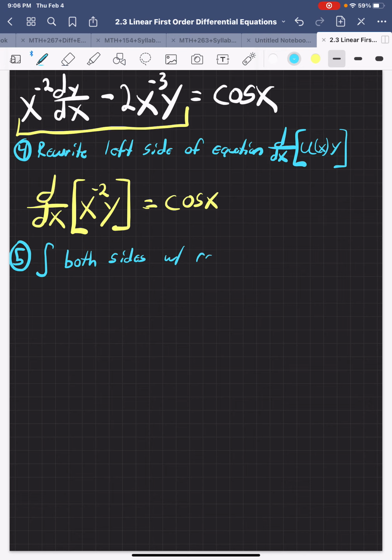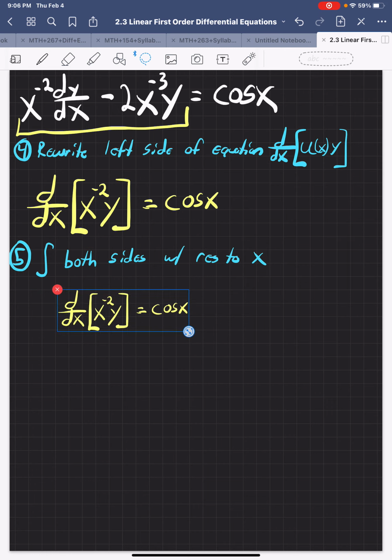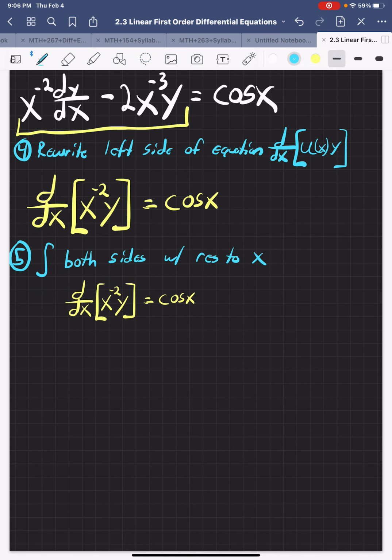All right, with respect to x. So we're going to integrate here. Well, we integrated the derivative, so we're just simply left with x to the negative 2 y equals, well, if we integrate cosine of x, we get sine of x. And of course, as soon as you integrate, you need to have plus c.